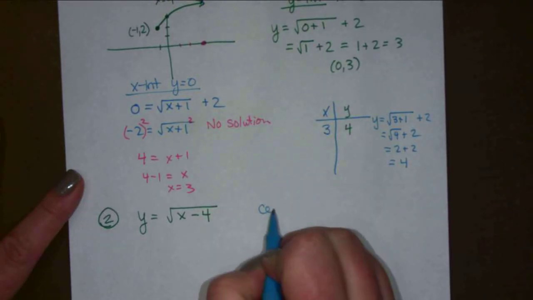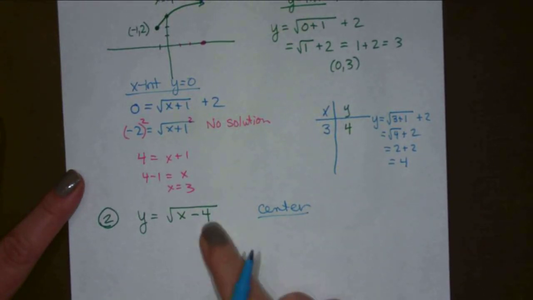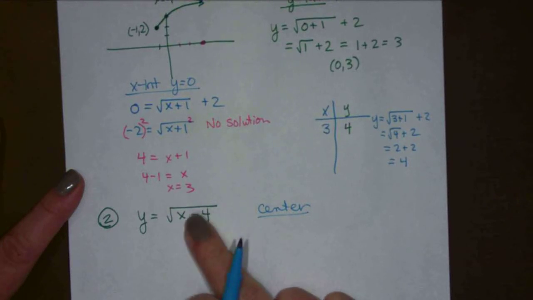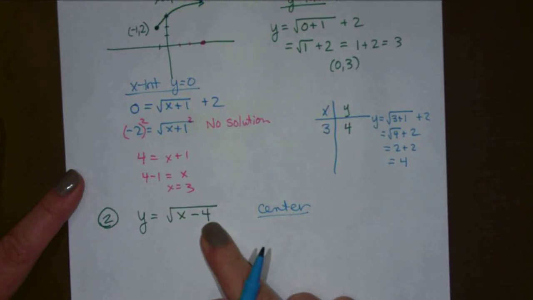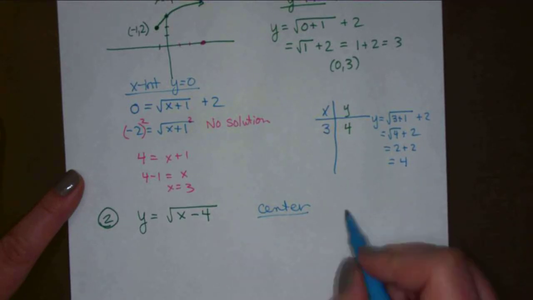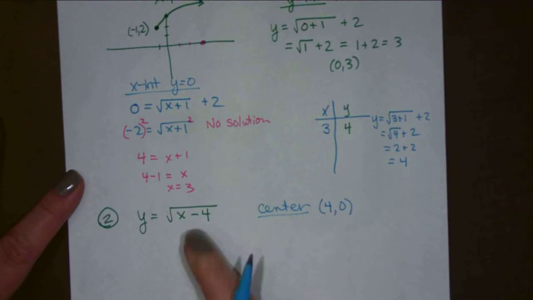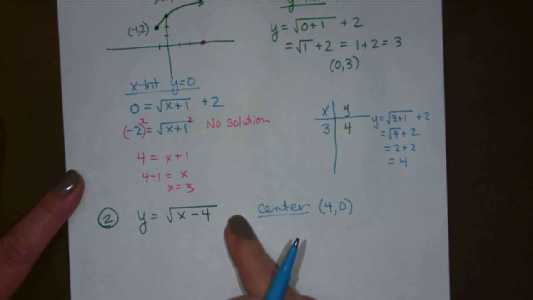So you want to find that center point, or that important point, the starting point. So what is it here? What makes the stuff under the root 0? It's 4. And then what is added or subtracted from the end? 0. So the center would be (4, 0). Okay, so if there's nothing added or subtracted to any of the graphs, that's what happens. That point would be 0.